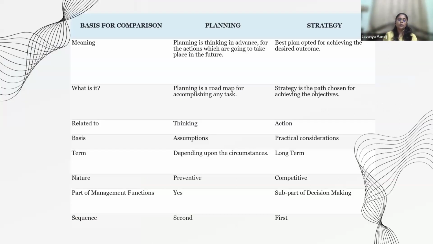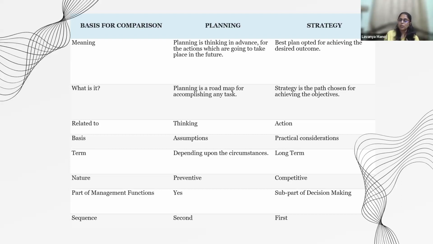There are still more differences. The basis for comparison is given in one column. Meaning we have already seen, but here they have given one more idea to differentiate between plan and strategy. Planning is thinking in advance for the actions which are going to take place in the future. Thinking in advance, and strategy is the best plan.